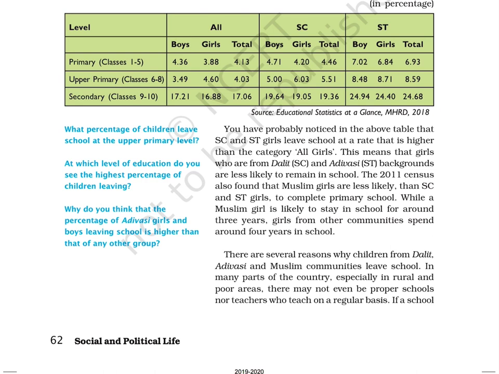There are several reasons why children from Dalit, Adivasi and Muslim communities leave school. In many parts of the country, especially in rural and poor areas, there may not even be proper schools nor teachers who teach on a regular basis. Page number 63. If a school is not close to people's home and there is no transport like buses or vans, parents may not be willing to send their girls to school. Many families are too poor and unable to bear the cost of educating all their children. Boys may get preference in this situation.